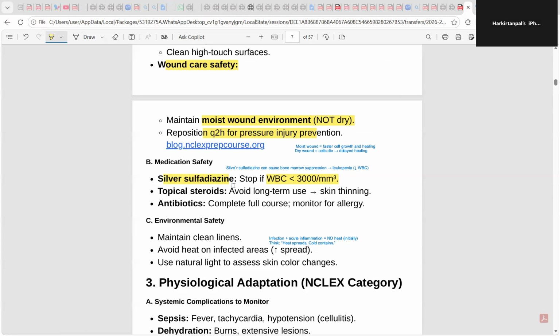of silver sulfadiazine. And also the topical steroids are not recommended for long term use. Why? Because this can cause skin thinning, so easy bruising and easy skin breakage. So prolonged use of the steroids is not recommended. And also those taking antibiotics, the full course of the antibiotic needs to be completed, otherwise the client won't get the required result. That means the bacterial growth cannot be prevented, or the bacteria can't be killed completely. And also we can monitor for the allergy.